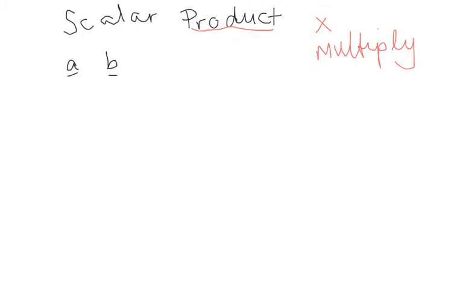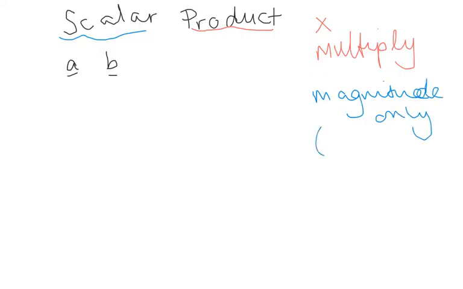And a scalar is not a vector, so it has a magnitude only. Magnitude only. So it's a number. So there are actually two ways to multiply vectors: the scalar product and the vector product.